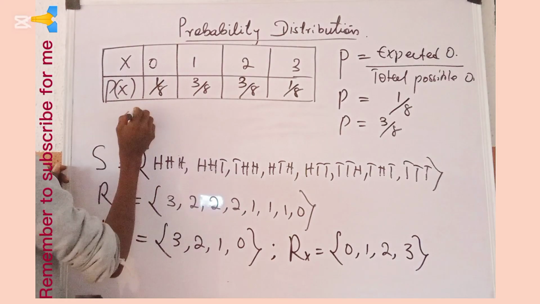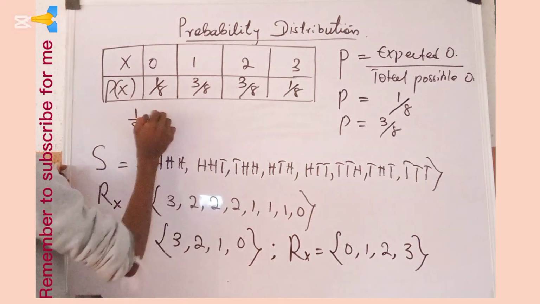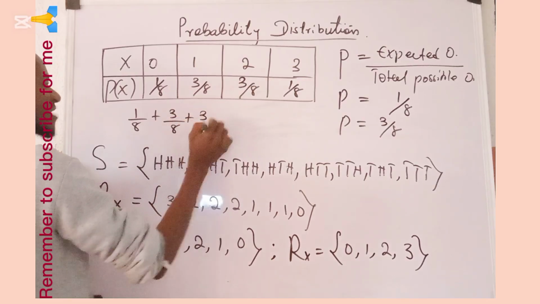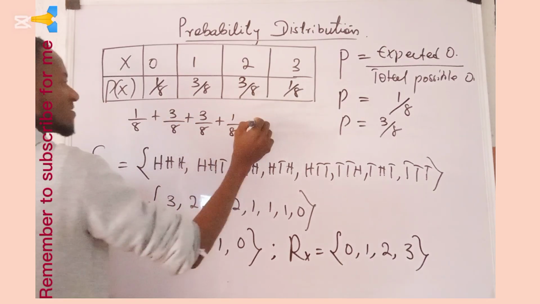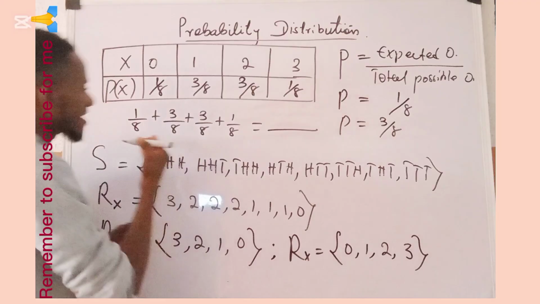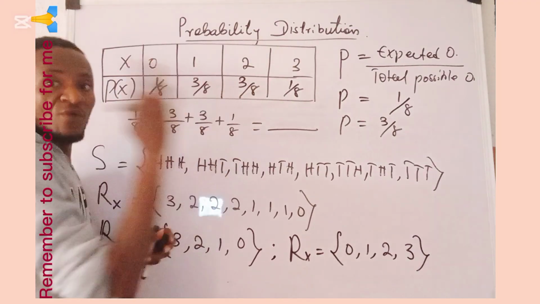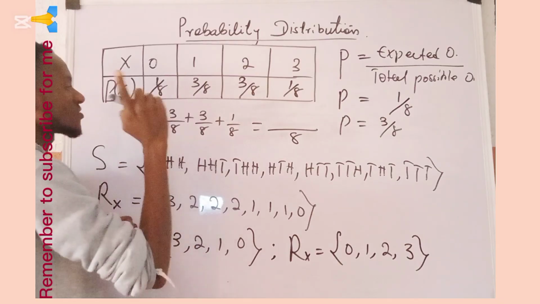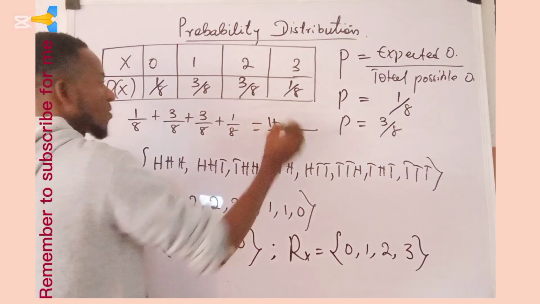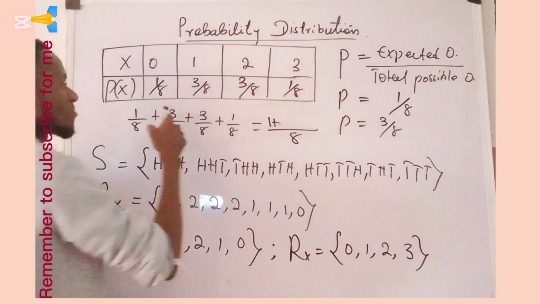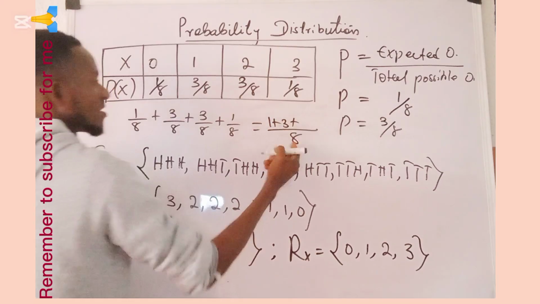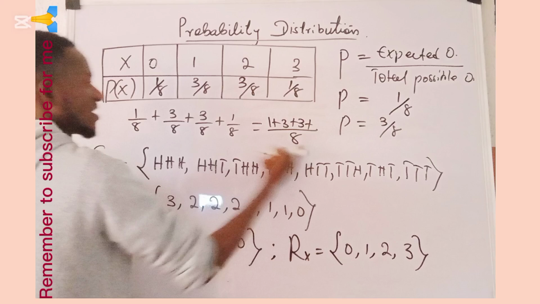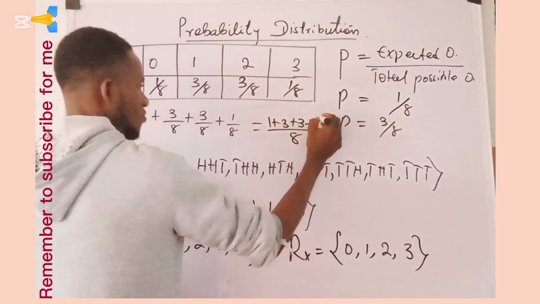Let us try it. Here becomes 1 all over 8 plus 3 all over 8 plus 3 all over 8 plus 1 all over 8. This equals, the LCM of 8, 8, 8, and 8 is of course 8. We now say this is 8. 8 divided by 8 is 1, multiplied by 1 is 1, plus 8 divided by 8 is 1, multiplied by 3 is 3, plus 8 divided by 8 is 1, multiplied by 3 is 3, plus 8 divided by 8 is 1, multiplied by 1 is 1.